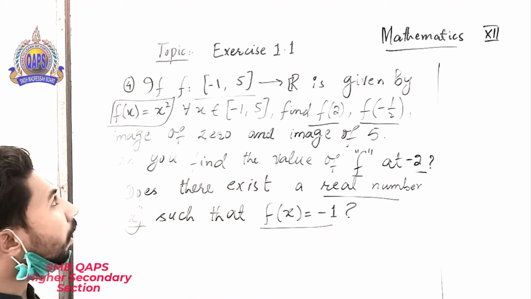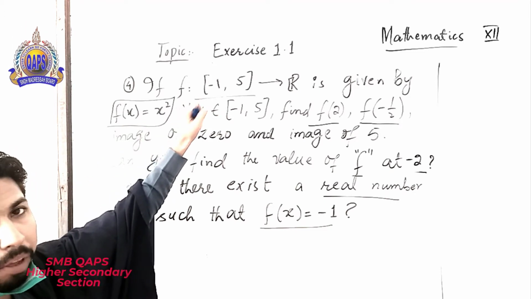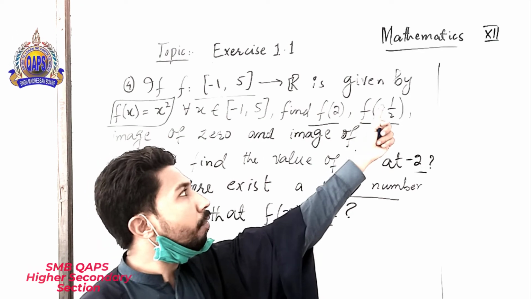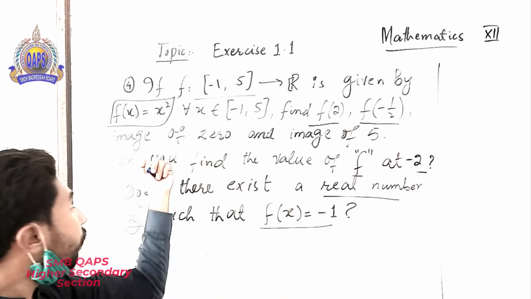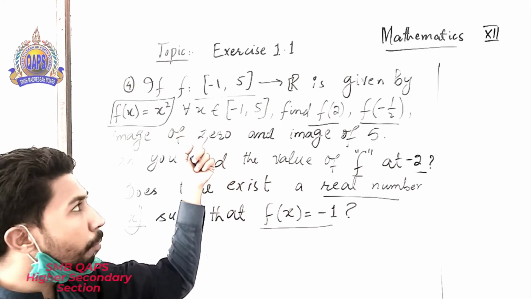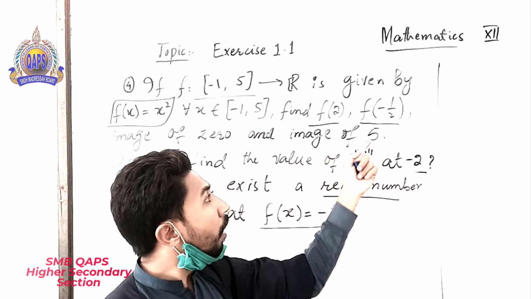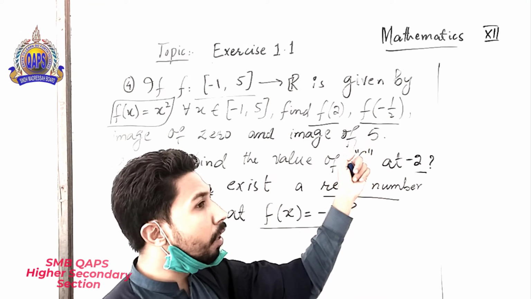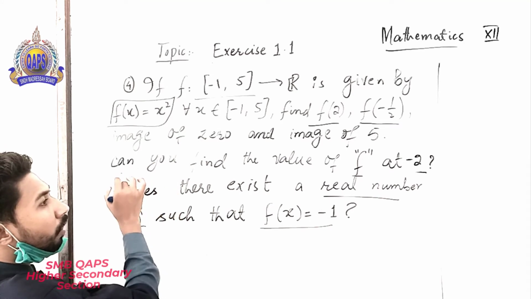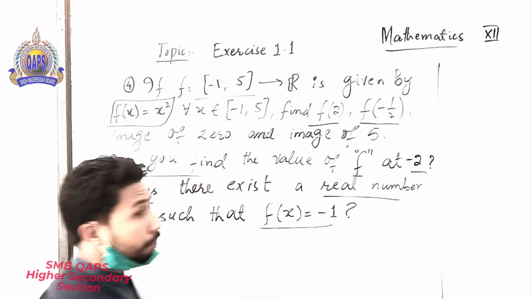Now we can solve this problem of the given function on the interval [-1, 5]. The first point is 2, the second point is 1/2. Then we find the image of 0 and the domain of x, and the image of 5, and again we solve the function at the point -2.